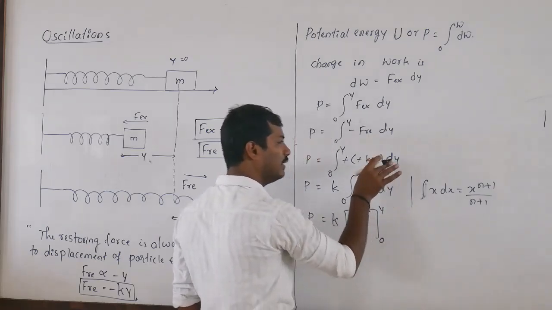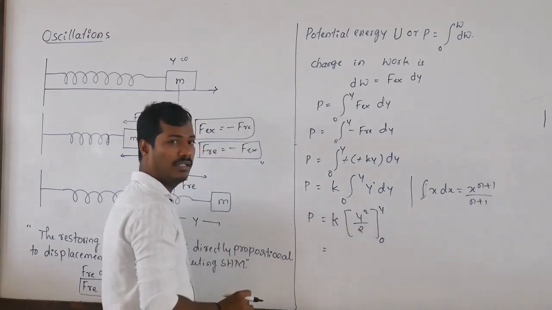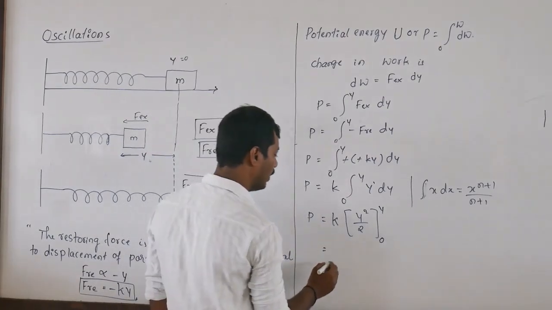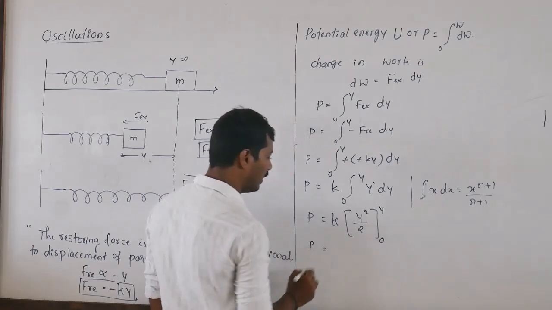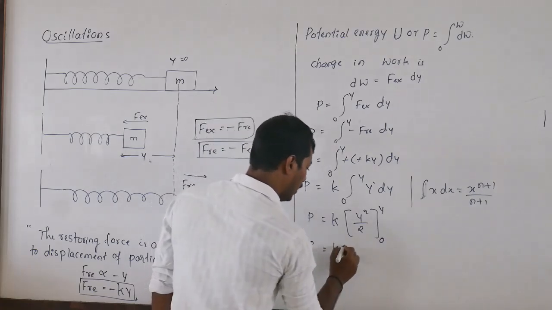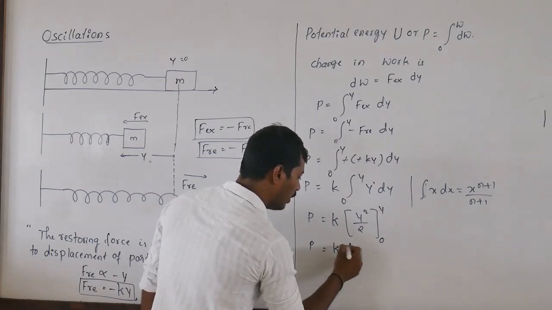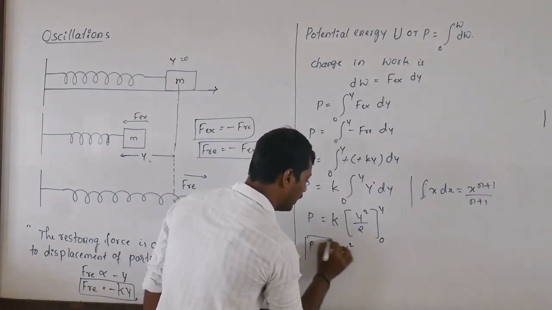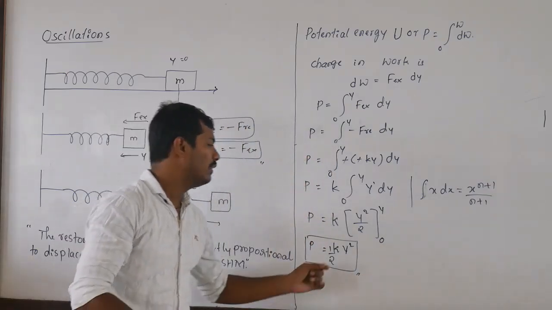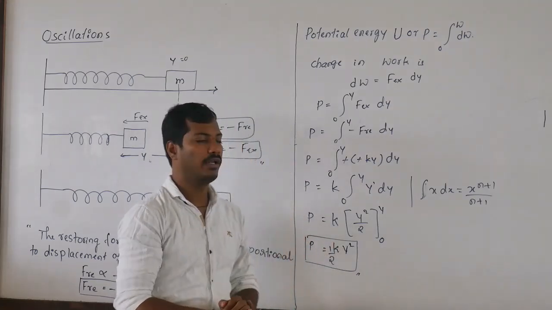Then it displaces some displacement, it changes its position, then the amount of work is also what? 0. Its amount of work is done here. Then the potential energy is equal to K into y square divided by 2, which is nothing but 1 divided by 2 K y square. What is meant by y? y is nothing but the displacement of a body. Okay, it is the displacement of a body.